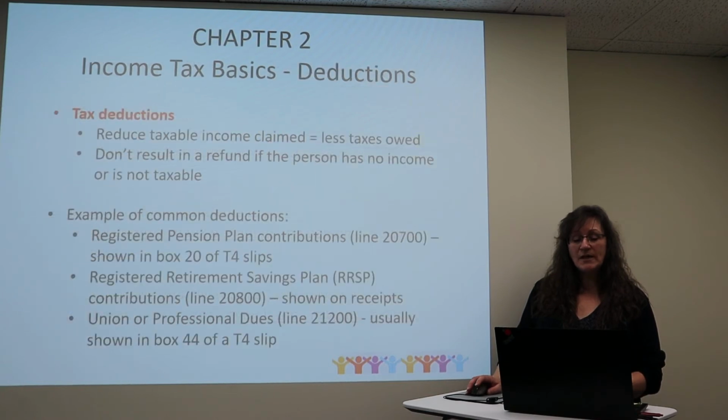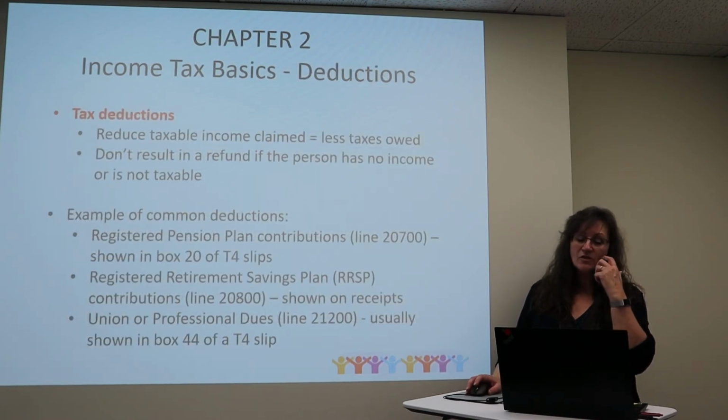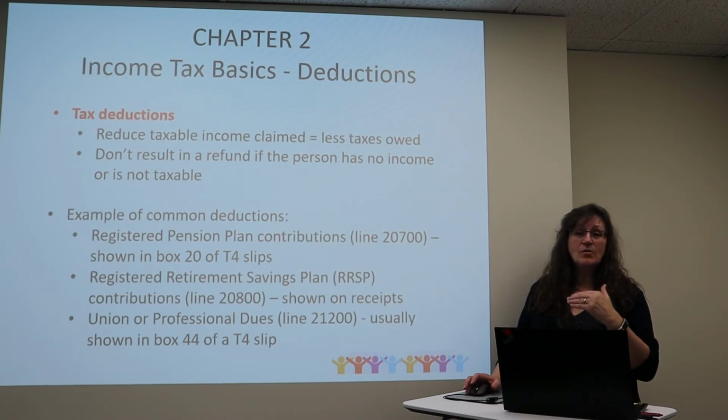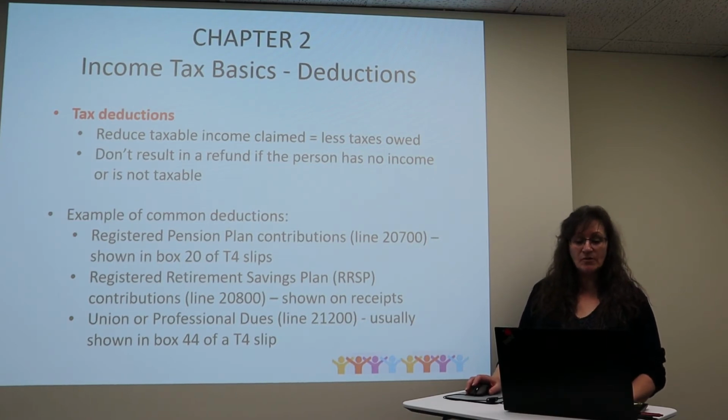But let's look in a little more detail at tax deductions first of all. So those tax deductions reduce the total income to give you a lower net income or lower taxable income. And when you have a lower taxable income, which is the income against which the tax rate is going to be applied, the result will be that there will be less taxes owed if you're able to lower that taxable income. But tax deductions will not result in a refund if the person has no income or is not taxable. So having more deductions may lower your net income, may reduce your taxable income to zero, but it isn't going to generate a refund if you have more deductions than you need to get that taxable income to zero.